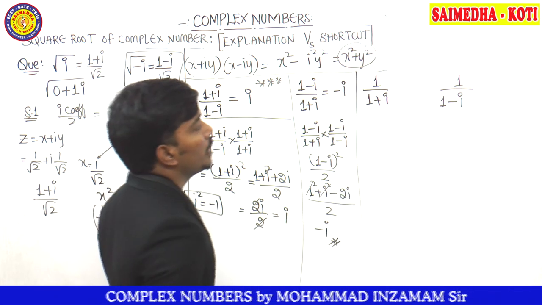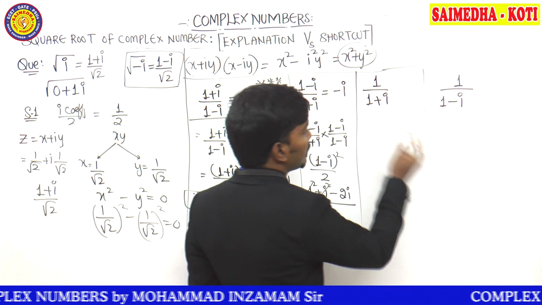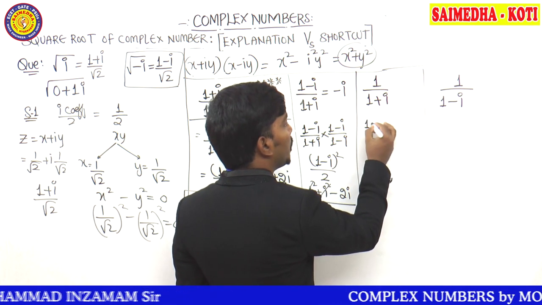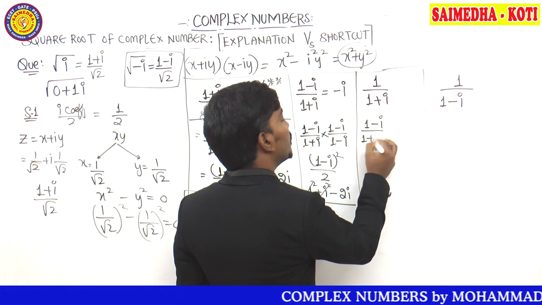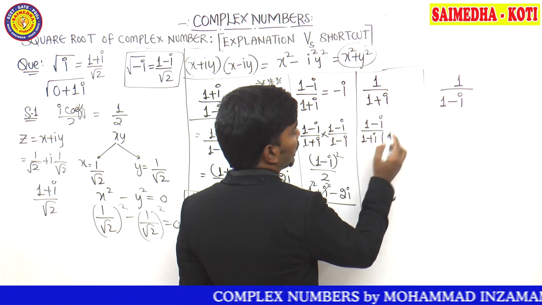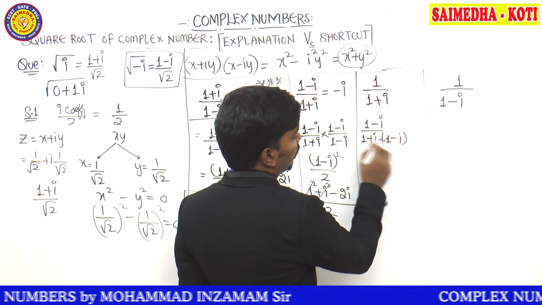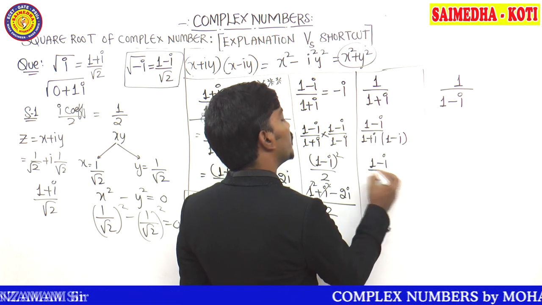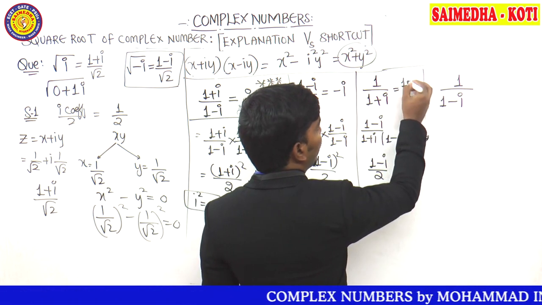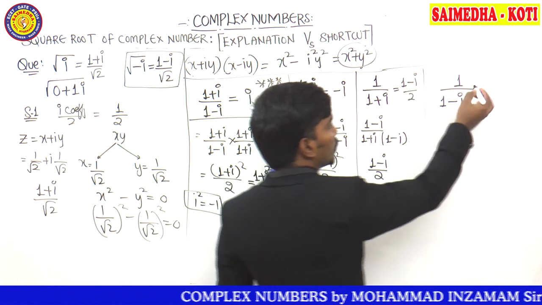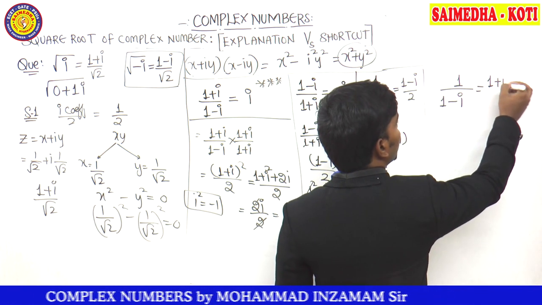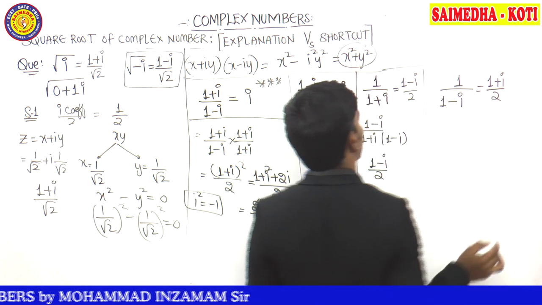Next one. 1 divided by 1 plus i. Rationalize this one. It's going to become 1 minus i divided by (1 plus i) into (1 minus i). (1 plus i) into (1 minus i) is going to become 2, that is 1 square plus 1 square. So what is the formula now? 1 minus i by 2. It can be written as 1 minus i divided by 2. So similarly, 1 by (1 minus i) can be written as 1 plus i divided by 2, guys.